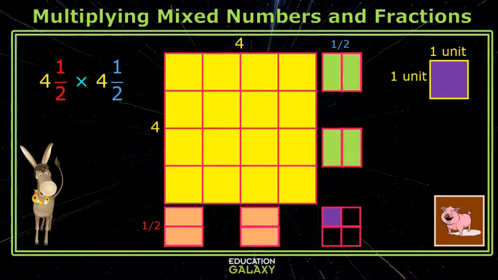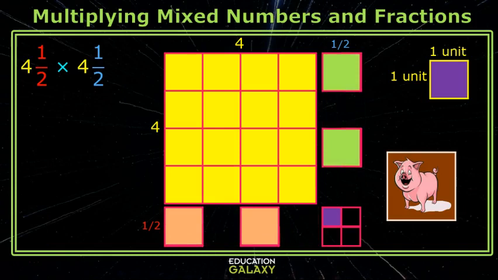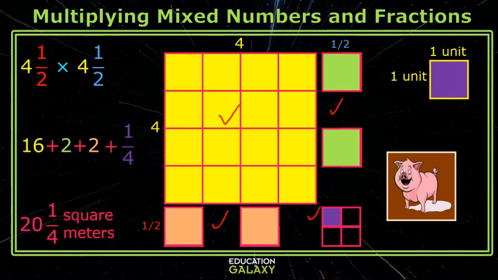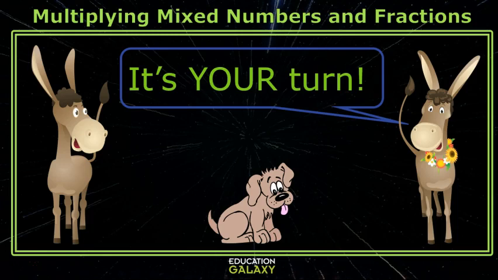I put my halves together and add up all my wholes. I have 16 here, 2 here, 2 here, and then my 1/4. So that makes 20 1/4 square meters. I think the pigs are happy about their mud pit. Okay, guys, it's your turn to work some problems.